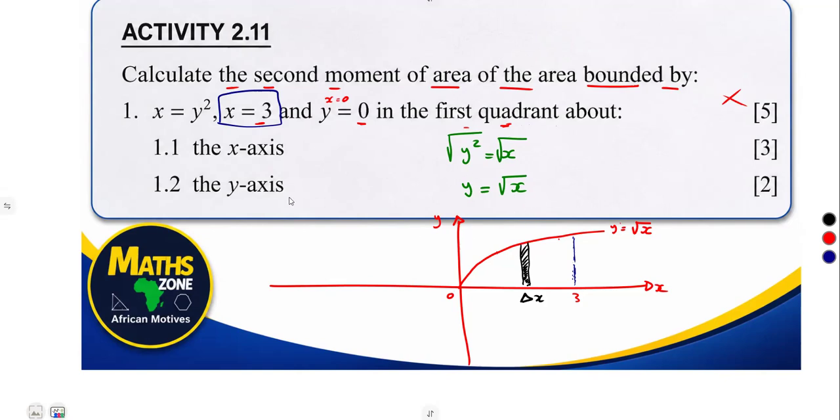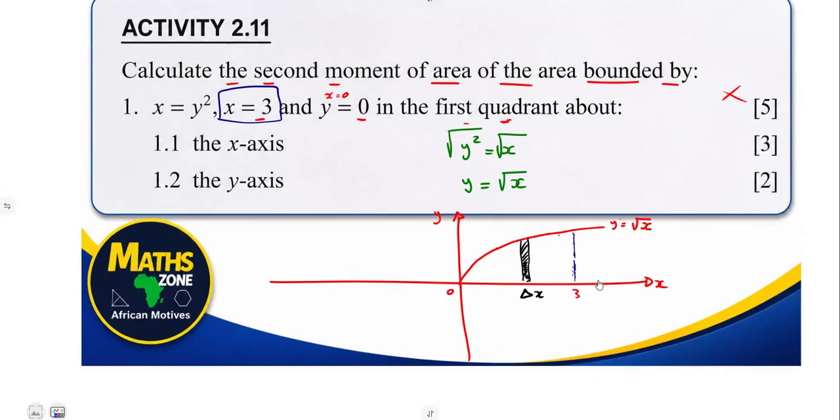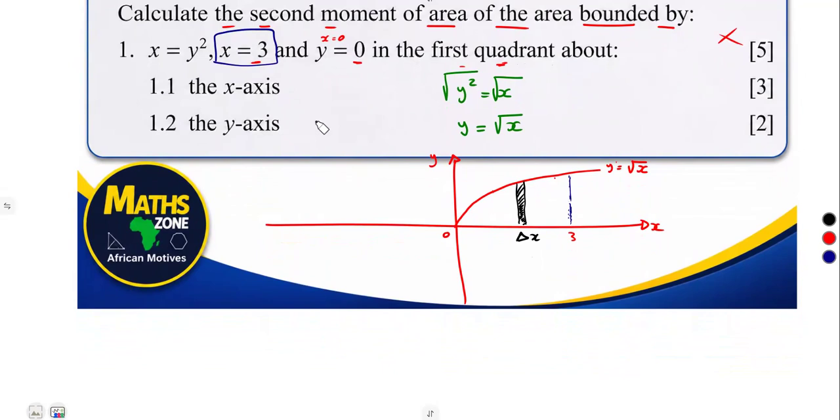Then from here, we can have the first one, 1.1, considering that we are dealing with the x-axis. So the second moment of area with respect to x. That's why we go back to those formulas that we had in the previous class with respect to x, and the strip we are given is for x. So the x-axis and the strip are perpendicular to each other, then we formulate.